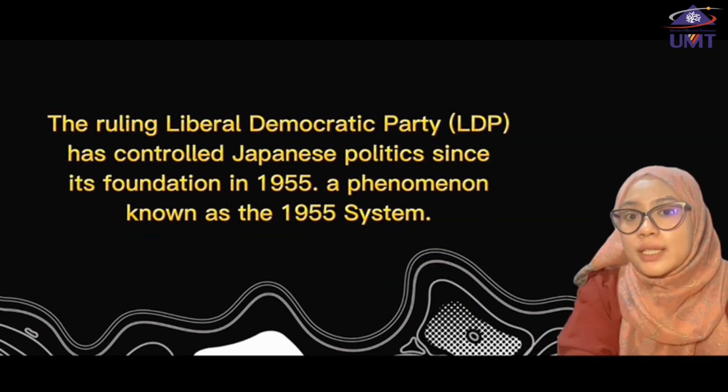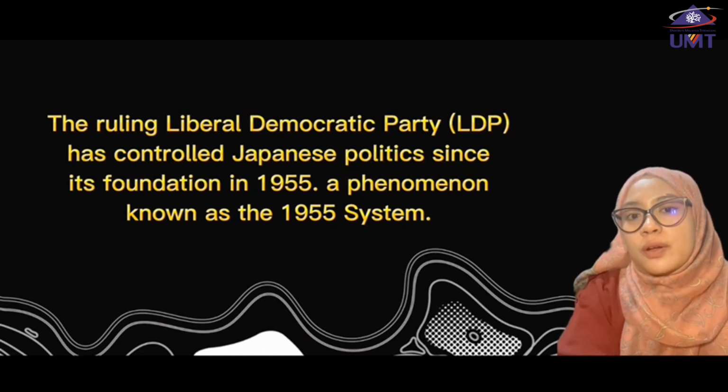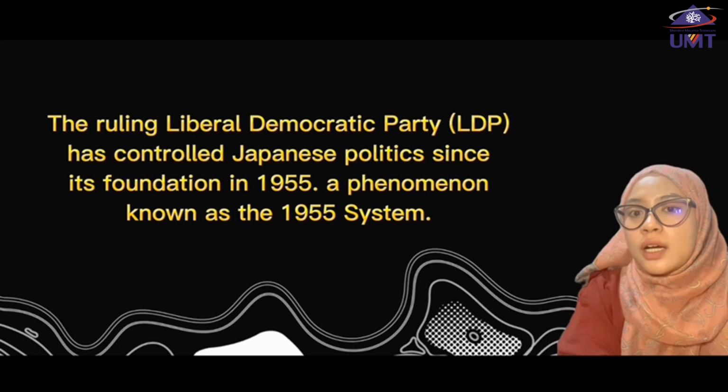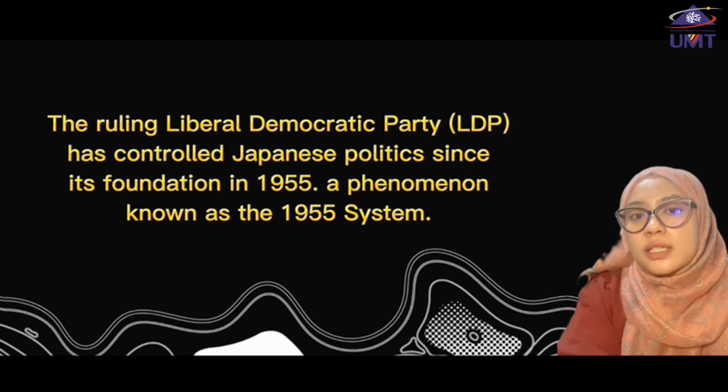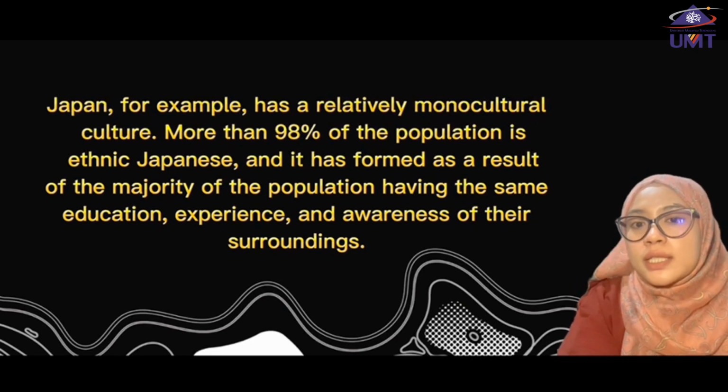Okay, politics in Japan. The ruling Liberal Democratic Party (LDP) has controlled Japanese politics since its foundation in 1955, a phenomenon known as the 1955 system. Politics in Japan have two points: collectivism and individualism, and also democracy and totalitarianism.